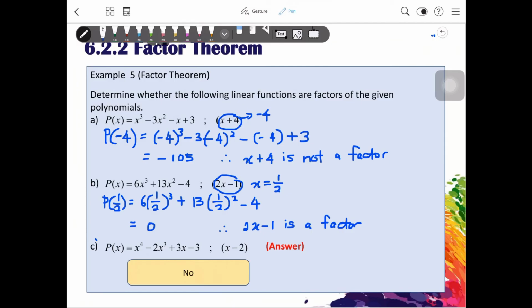This is factor theorem. I will leave example 5c for your own practice, and I leave the answer for your reference.